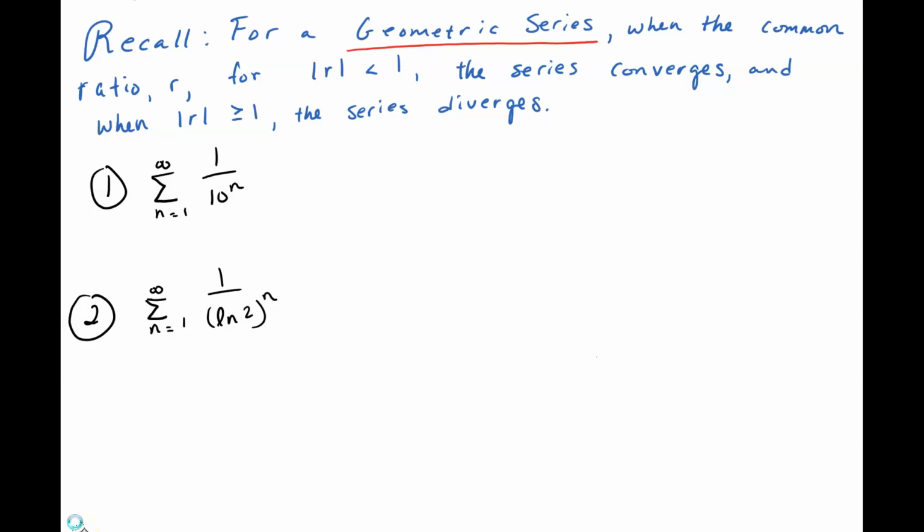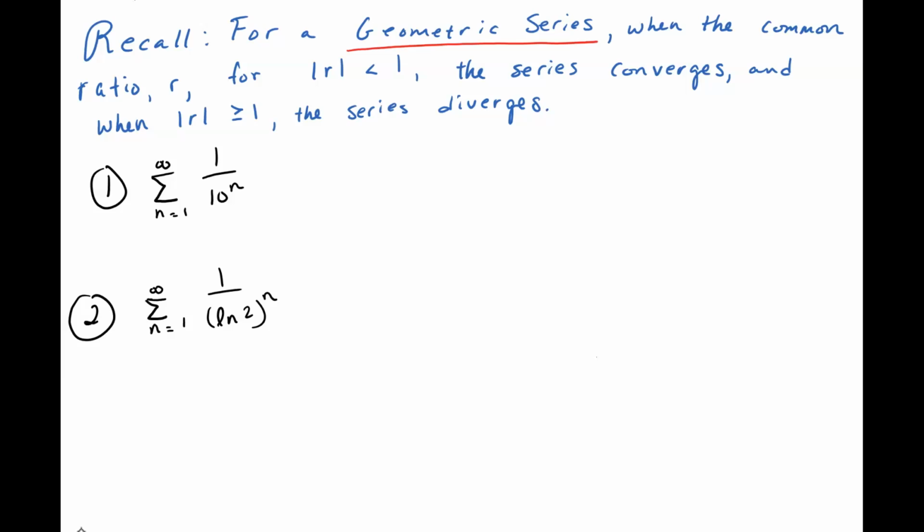Okay, in this video we're going to be talking about convergence and divergence of geometric series. So what I want you to do here is recall a few facts about a geometric series, and that is when you're looking at the common ratio r. For a common ratio r, and we're talking about the absolute value here, if the absolute value of r is less than 1, then we can say the series converges. When the absolute value of r, again, is greater than or equal to 1, we can say that the series diverges.